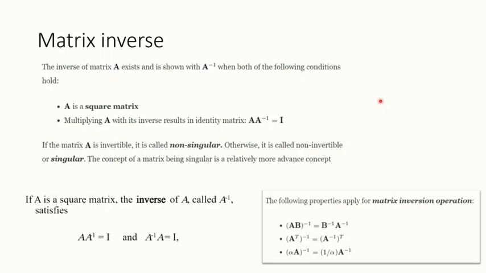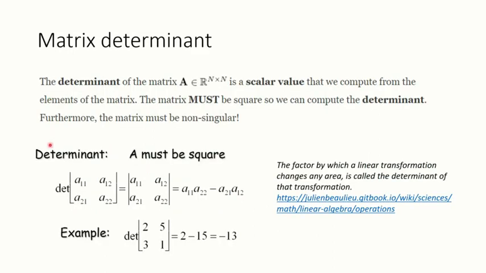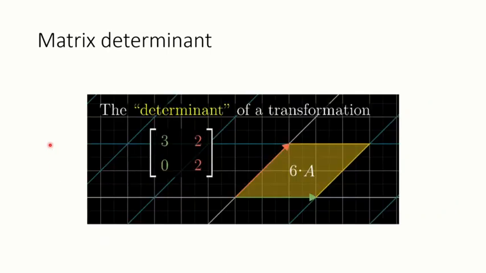Okay, matrix inverse: if you have A, then you invert it, and the multiplication between them should be an identity matrix. It has to be a square matrix. And the trace, sometimes people use the trace, which is the sum of the diagonal elements. I will skip the determinant.